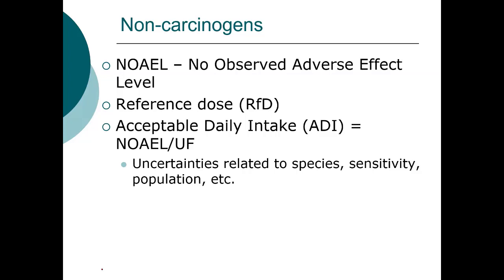The reference dose or an acceptable daily intake is that NOAEL divided by an uncertainty factor, and that uncertainty factor is related to species. This is really for humans. How sensitive is the population, or how sensitive are different populations? How much information do we have about that particular toxin? And then we can use that to assess the risk. And we'll go through an example with that.